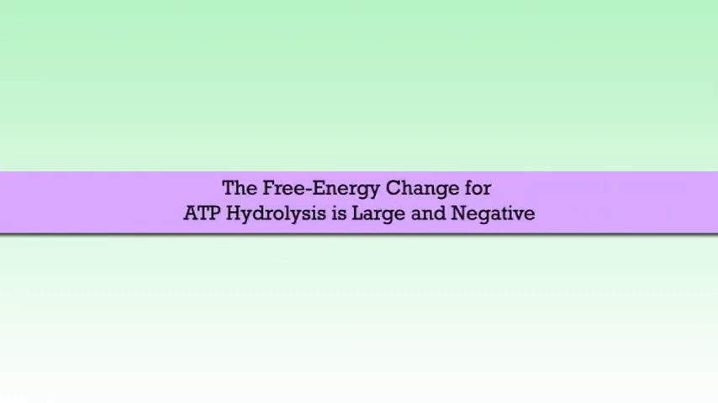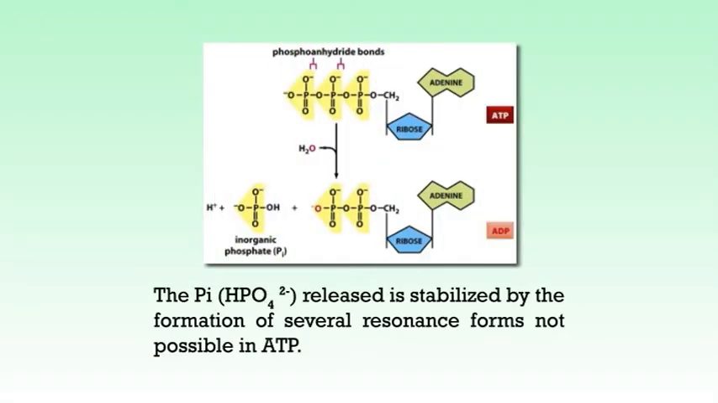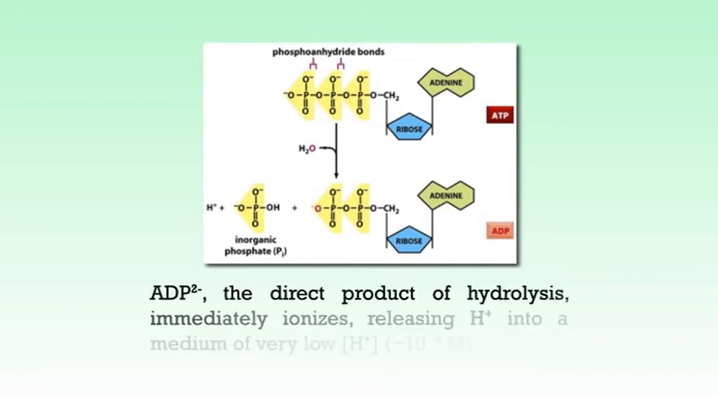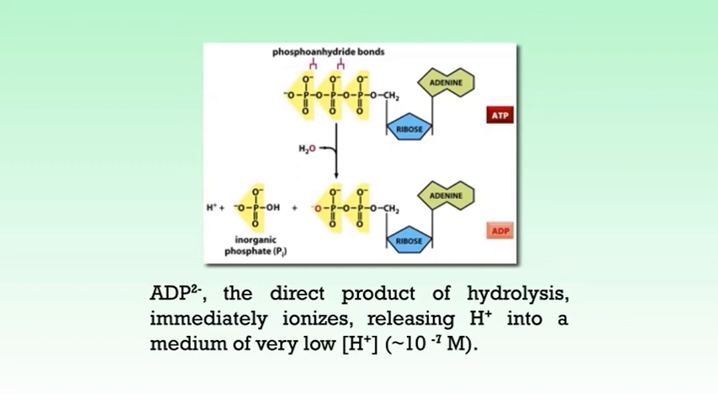The free energy change for ATP hydrolysis is large and negative. The hydrolytic cleavage of the terminal phosphoric acid anhydride or phosphoanhydride bond in ATP separates one of the 3 negatively charged phosphates and thus relieves some of the electrostatic repulsion in ATP. The inorganic phosphate, in the form of hydrogen phosphate ion, is stabilized by the formation of several resonance forms not possible in ATP. And the ADP ion, the direct product of hydrolysis, immediately ionizes, releasing hydrogen ions into a medium of very low hydrogen ion concentration, about 10 to the power minus 7 moles.